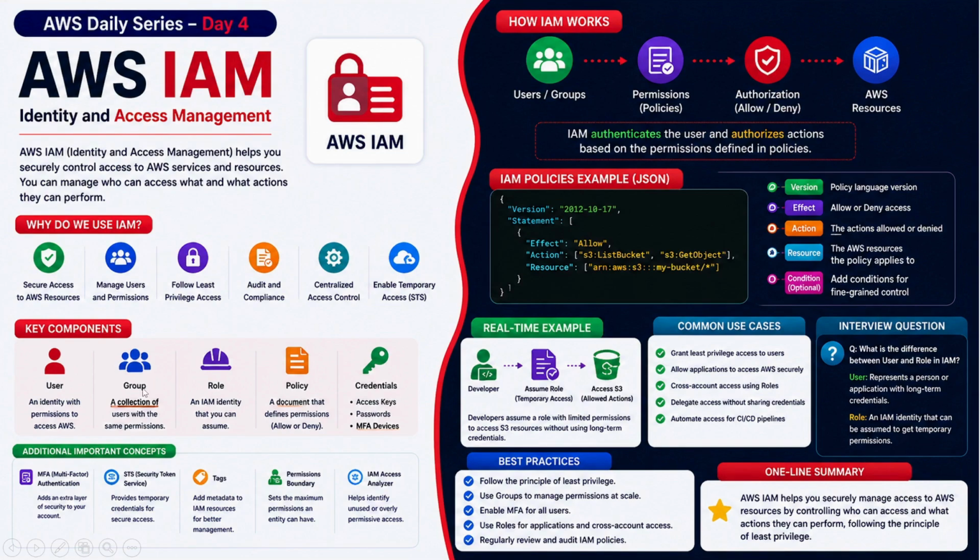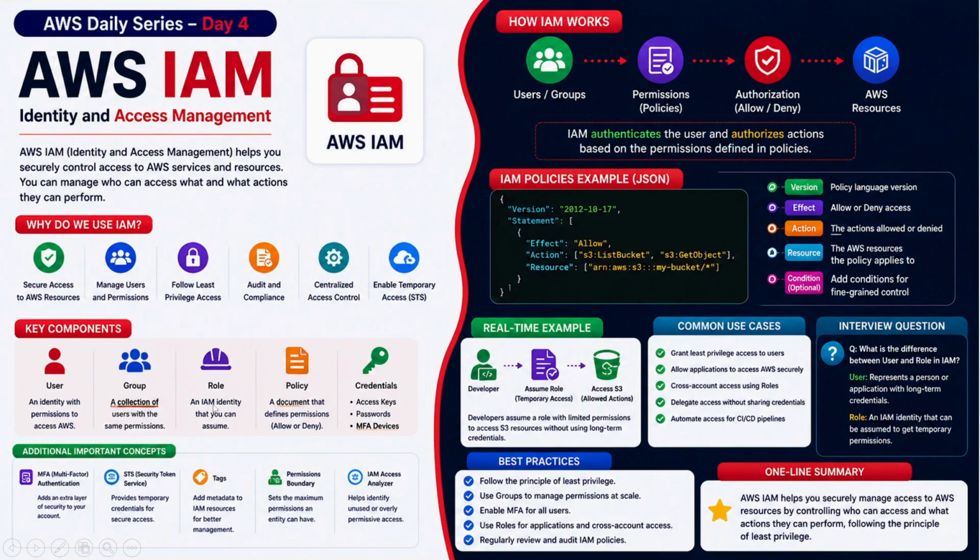Next comes group. Group is simply a collection of users. So instead of assigning permission to users one by one, we can assign permission to a group itself. For example, developer group, tester group, and admin group. Any user added to that group automatically gets those permissions.